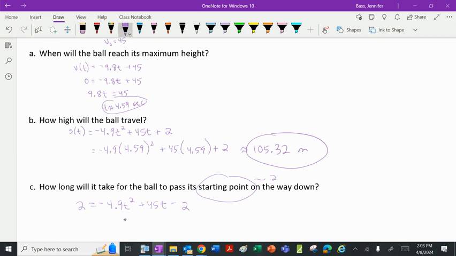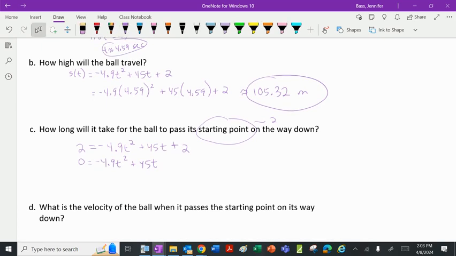Sorry. So plus 2. Well, first off, you're going to subtract 2 from both sides, which is going to make that equal 0. So this whole function, negative 4.9 t squared plus 45t equals 0. Since there's 2 terms and they both have t in it, you're just going to pull a t out. So this is t times negative 4.9t plus 45, and the whole thing equals 0. Now the first solution is going to give you t equals 0, which means you were at your starting point when you started.